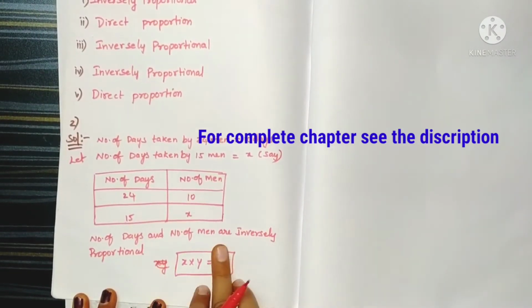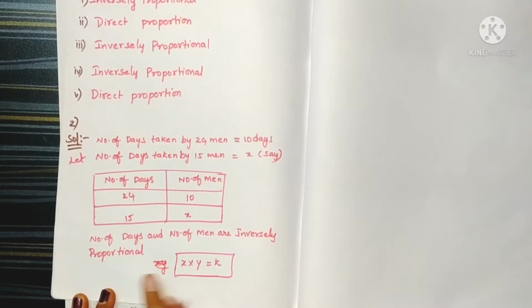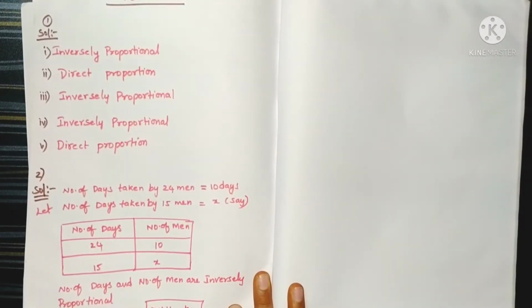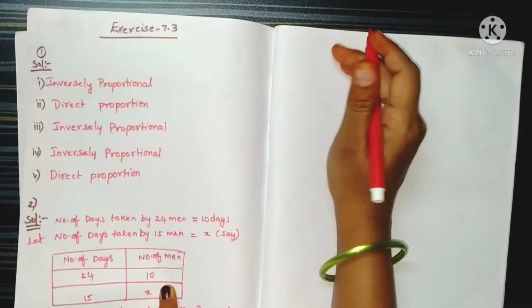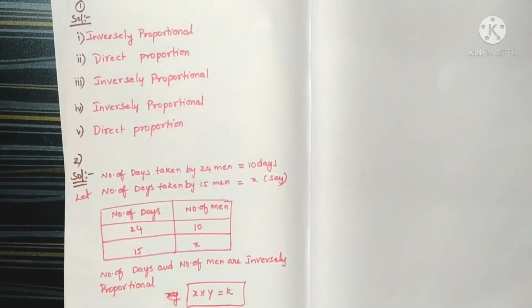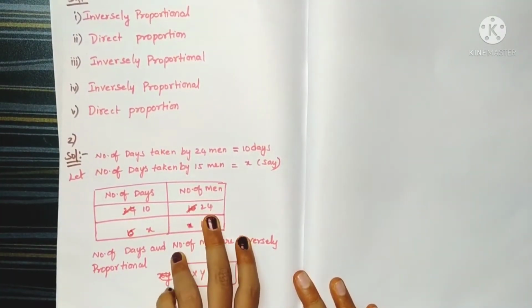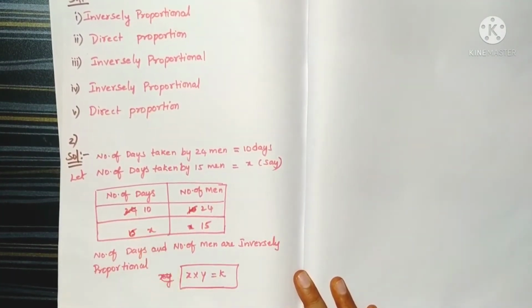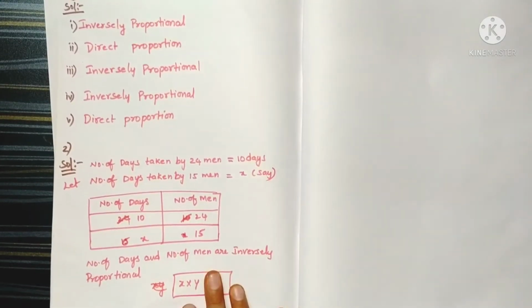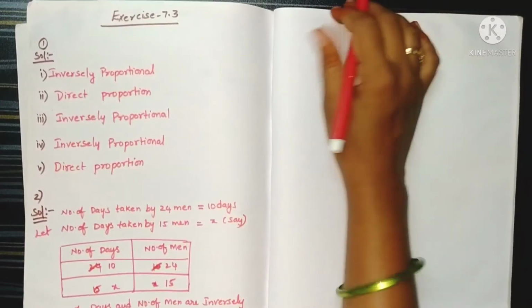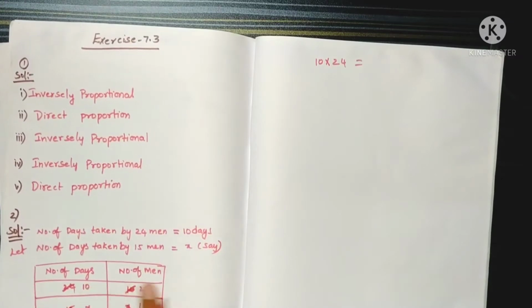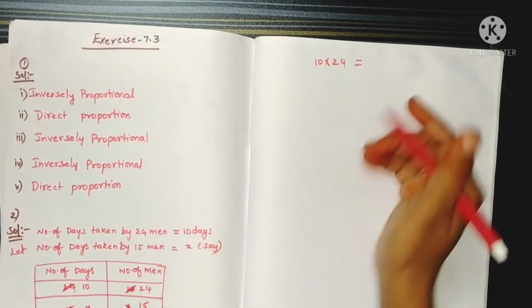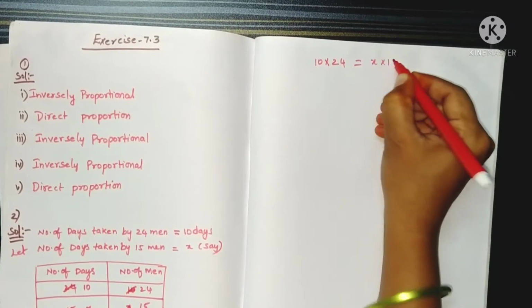So number of days and number of men are inversely proportional. Inversely proportion means their product is constant. So here number of men 24, 10 days, 15 men, x days. Okay, so here their product is constant. So 10 into 24 is equals to x into 15.